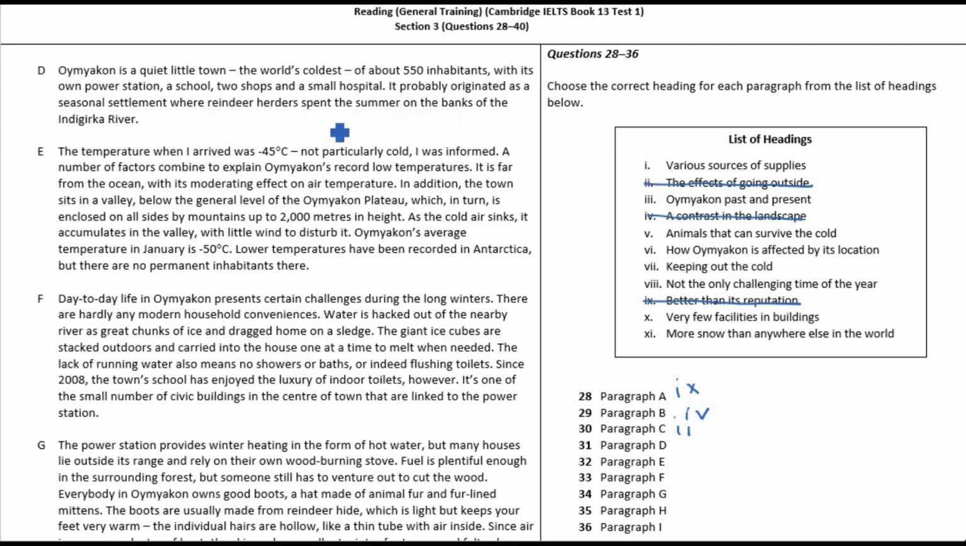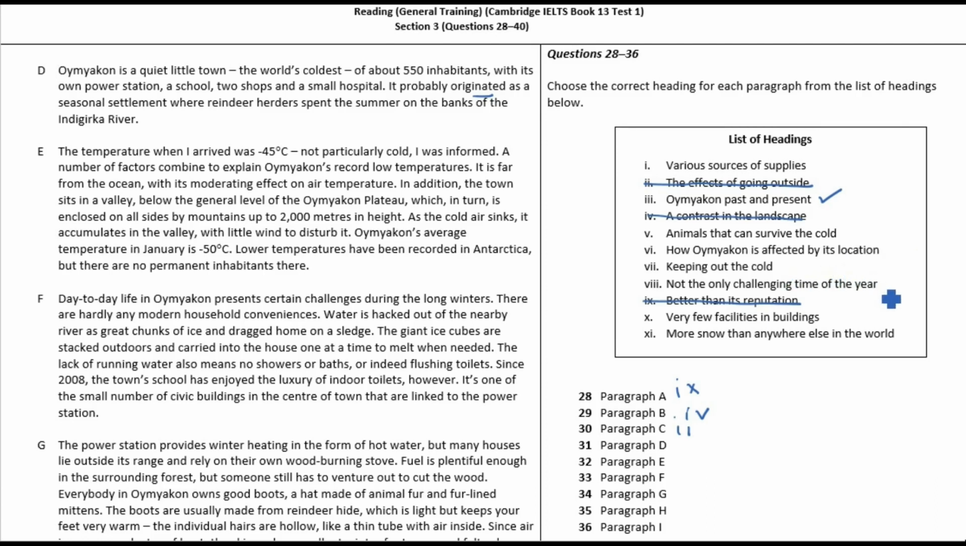Again, certain headings it just cannot be. Supplies, it's not talking about. Past and present, yes, it could be. No animals mentioned, no location mentioned. Keeping out the cold, no. Time of the year, not really. The summer part is mentioned, but it is mentioned when they're talking about the past of the place, what it was.